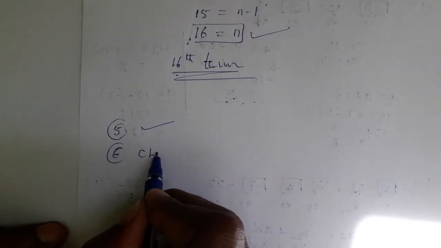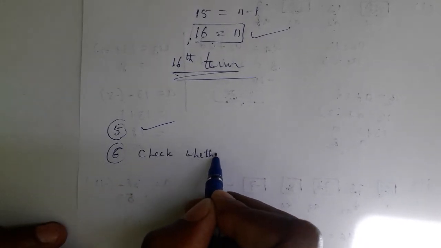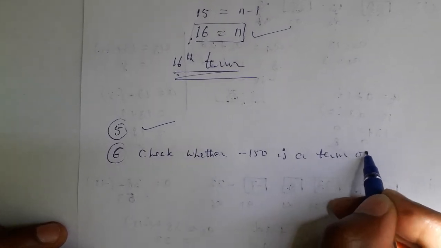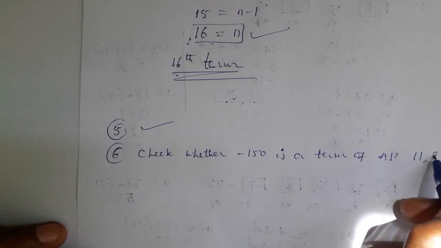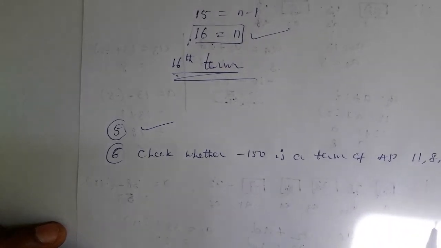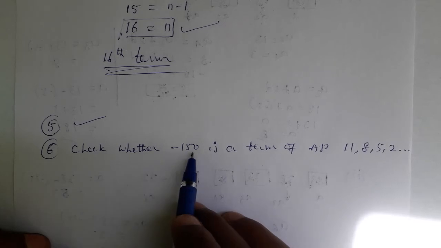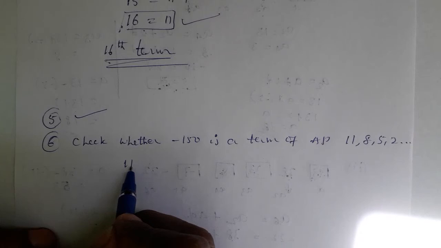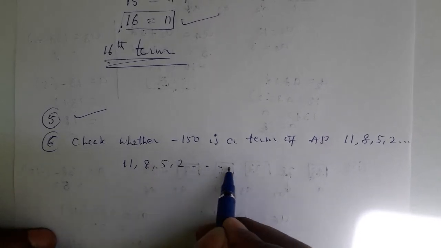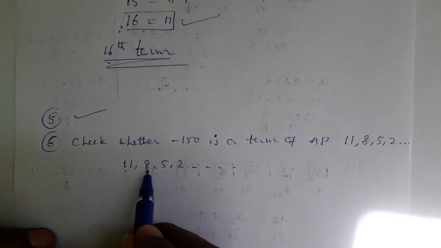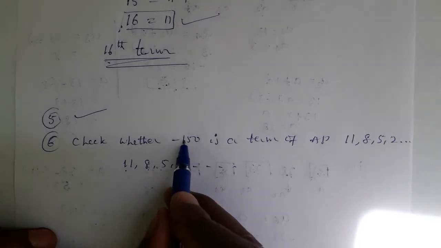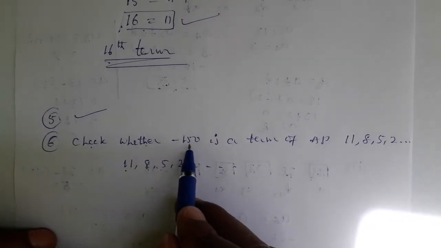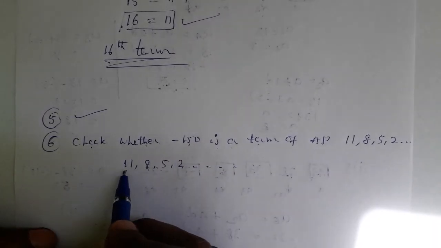Check whether minus 150 is a term of the AP 11, 8, 5, 2... The question was: check whether minus 150 is a term of this AP or not. See, the given AP is this. In this AP 11 is there, 8 is there, 5 is there, 2 is there. Similarly, will minus 150 come in this progression or not? That is the question. Check whether minus 150 is a term. See, 11 is a term of this AP.